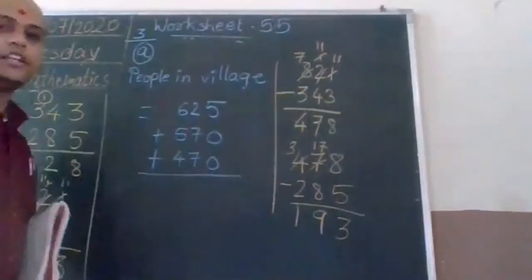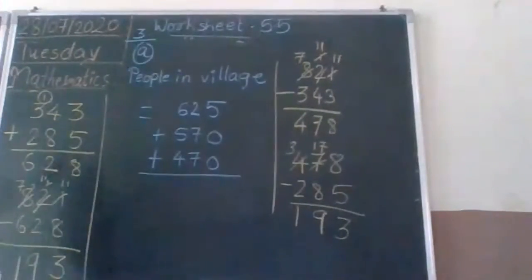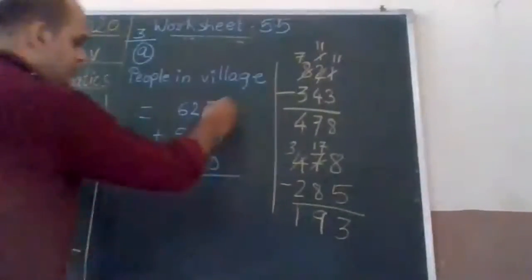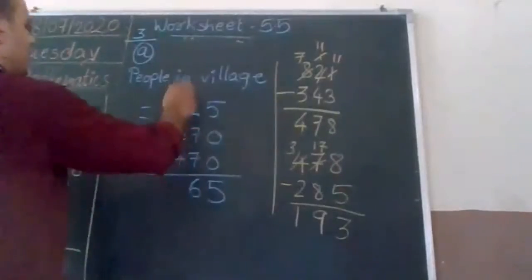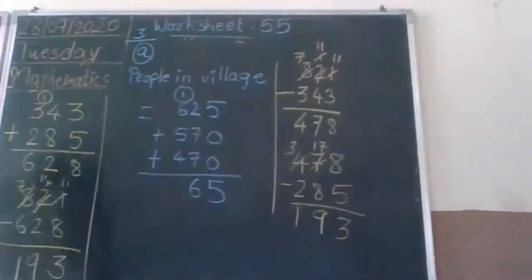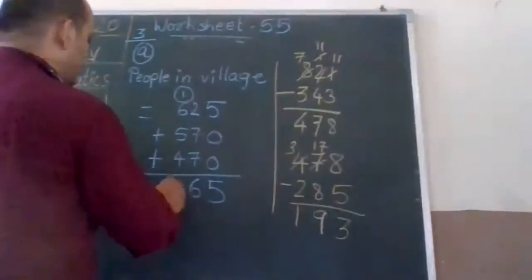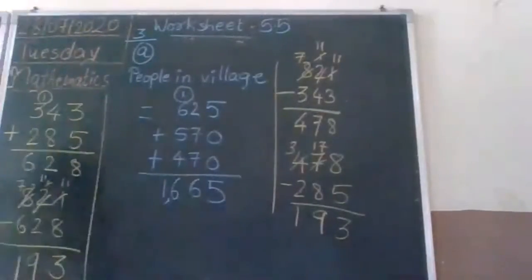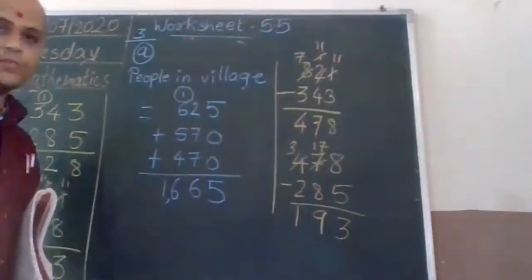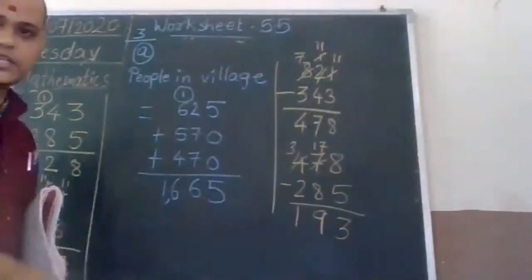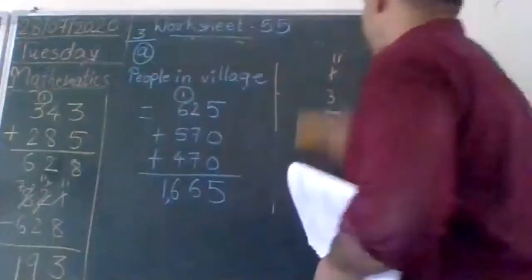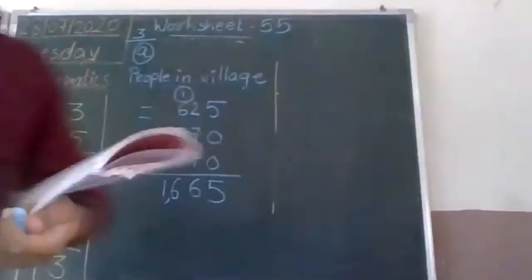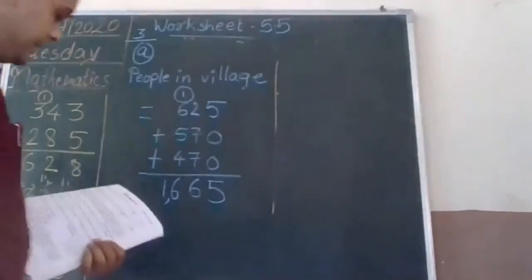Come on, find the addition of these three. 5 plus 0 plus 0, then 2 plus 7, 9, 9 plus 7, 16, 1 carried over. 7 plus 5, 12 plus 4, 16. 1665 people are there in the village. Yes, this is easy. Addition, yes. Now how many left the village? How many went to the relief camp? People in relief camp.